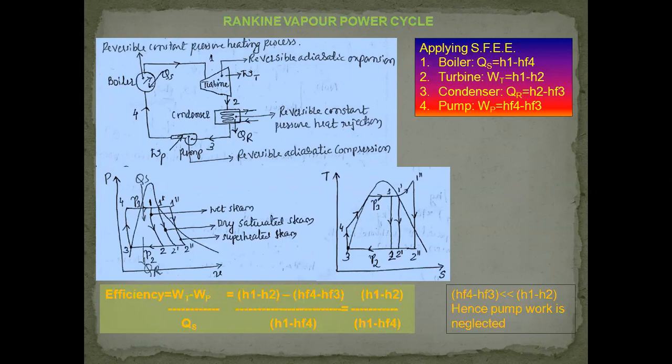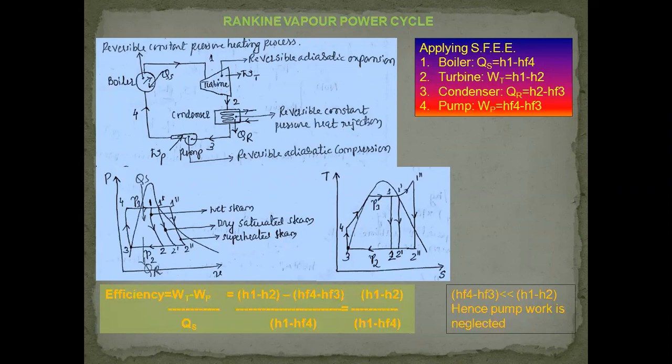The Rankine Vapour Power Cycle is represented on the pressure volume diagram and on the temperature entropy diagram. Let us understand the flow of the working substance through these components, completing the cycle. First of all, at state 1, it enters into the turbine. There are 3 possible states which can be considered as state 1.